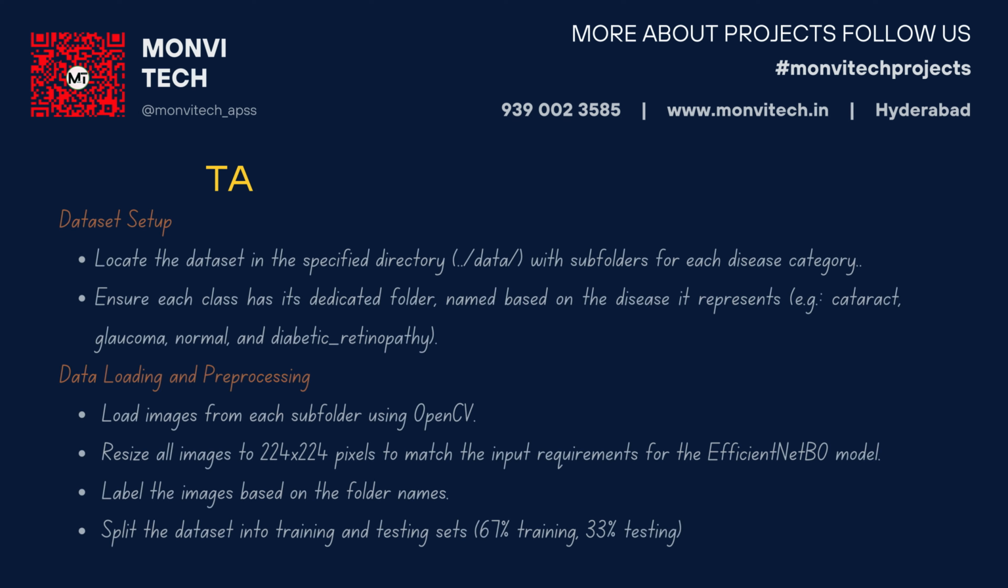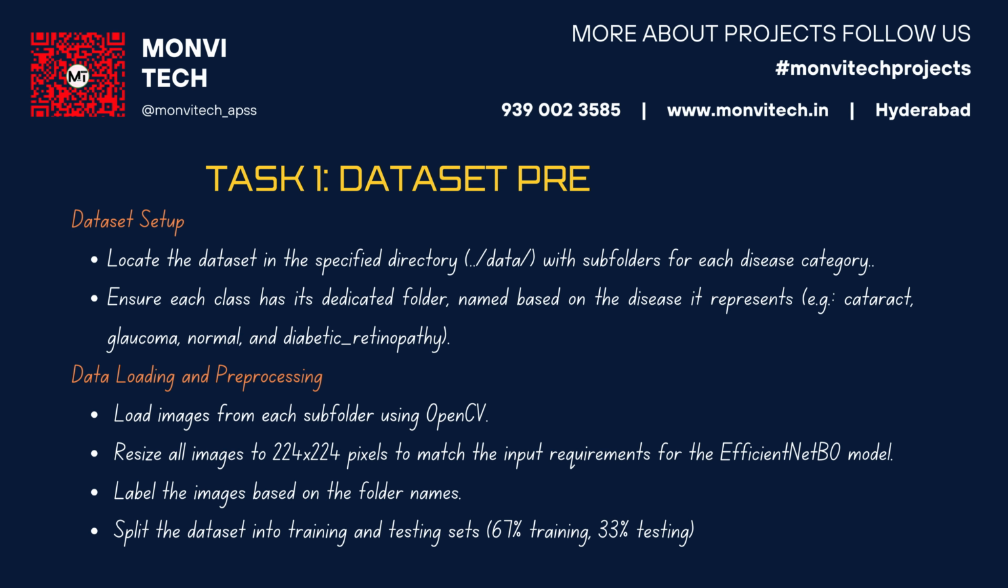Task 1. Dataset preparation. Dataset setup. 1. Locate the dataset in the specified directory, data/, with subfolders for each disease category. 2. Ensure each class has its dedicated folder, named based on the disease it represents, e.g., cataract, glaucoma, normal, and diabetic retinopathy.